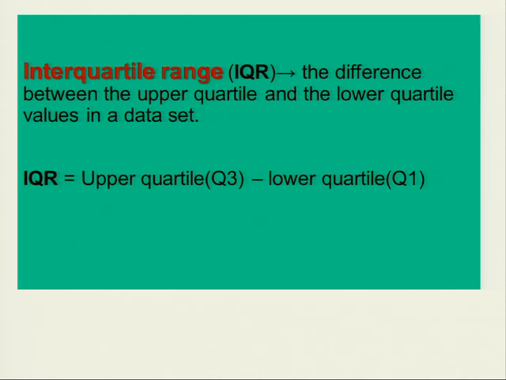All right. Under the quartiles, we also have what we call the interquartile range or IQR. The interquartile range is the difference between the upper quartile and the lower quartile values in a data set. Remember again, grade 12s, I said in mathematical literacy, once you hear the word difference, what should come into your mind is subtraction. So the interquartile range or IQR is equal to the upper quartile or Q3 minus the lower quartile or Q1. So IQR is equal to Q3 minus Q1. So it's still working the same way as the range. It's only that this one we concentrate on the quartiles.